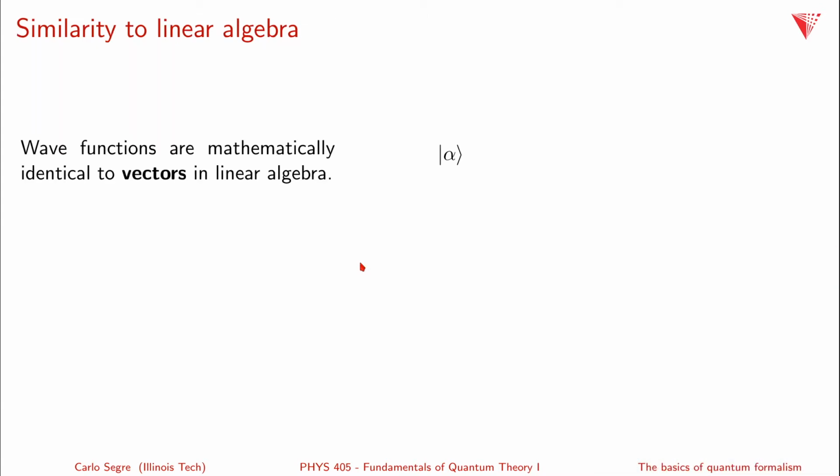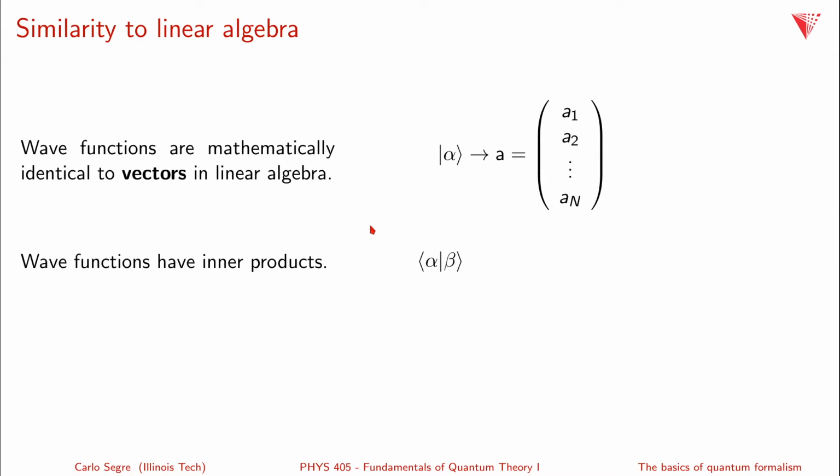So, quantum mechanics and wave functions are mathematically identical to vectors in linear algebra. Say we have a wave function alpha. This is equivalent to a vector A, where A spans a space of n different parameters.